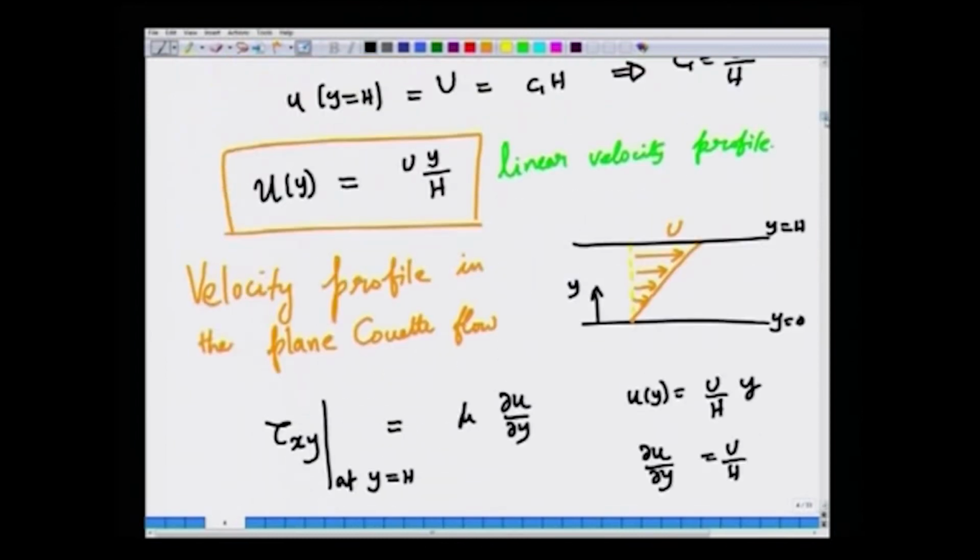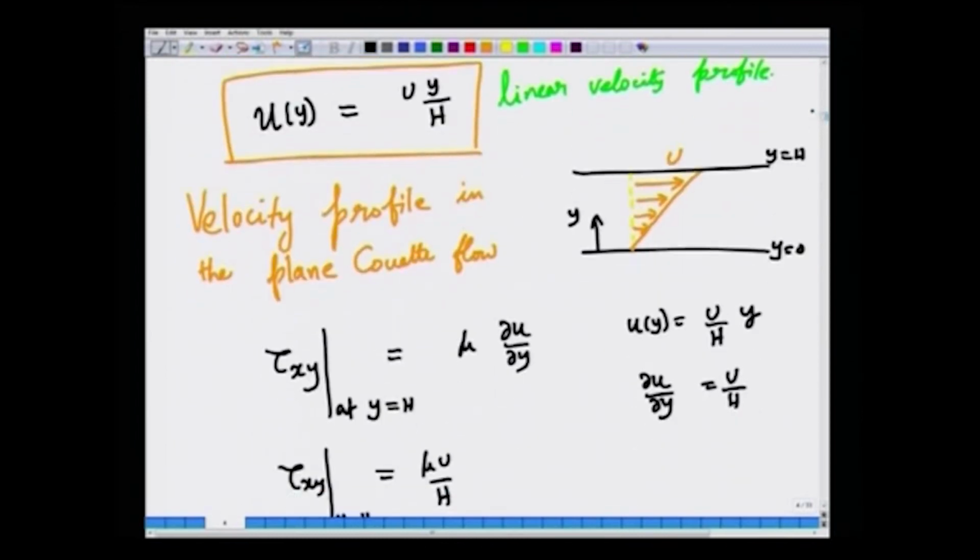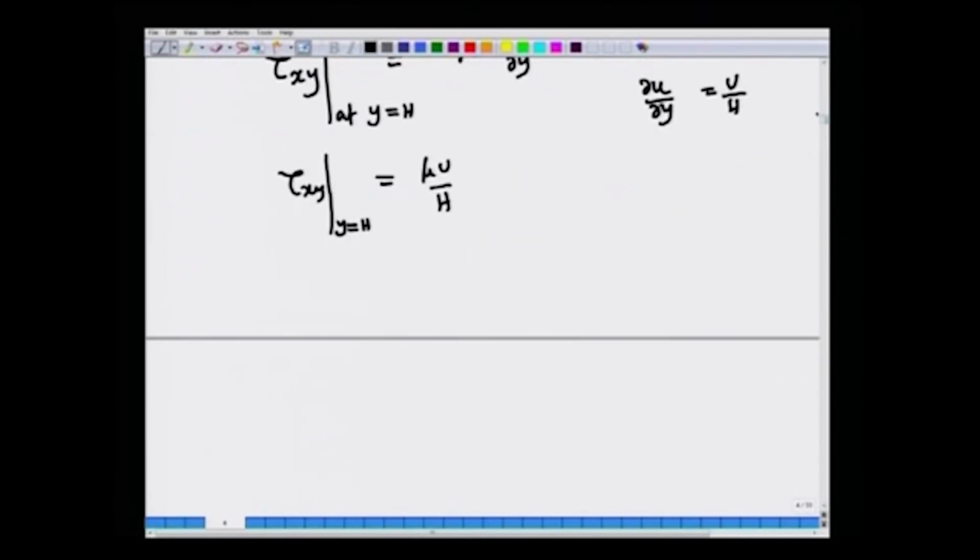Now, comes the matter of interpretation. In order to find what the stress is, we have to see the sign convention. So, tau x y is mu u by h, it is positive. So, that means the direction of the force and the direction of the unit normal both must be in the positive direction or in the negative direction. So, which unit normal are we talking about? We are looking at the top plate.